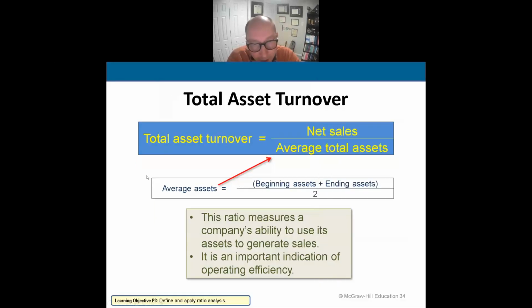Total asset turnover. This tells me how well the company is doing in terms of using its assets to help the company generate sales. This is a good one. We take net sales, net revenue, divided by average total assets: beginning balance total assets plus ending balance total assets divided by 2.